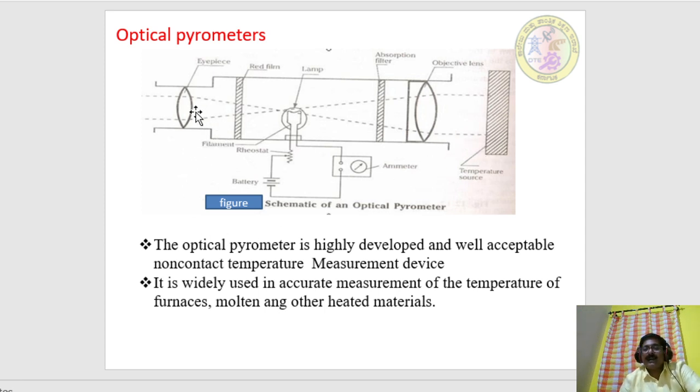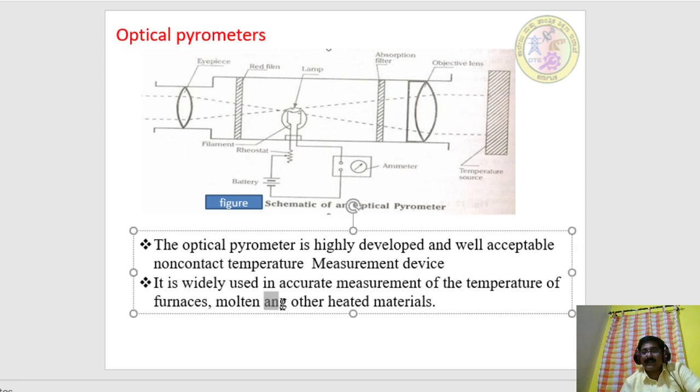Now the optical pyrometer is a highly developed and well accepted non-contact temperature measurement device, which is widely used in accurate measurement of the temperature of furnaces, molten slag or molten melt, and other heated materials.